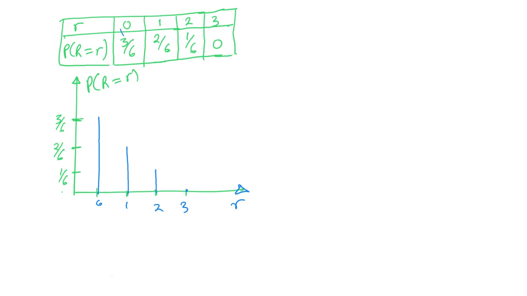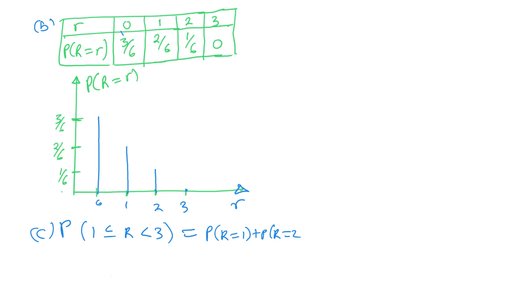So what next after the vertical line graph? They want us to go ahead and find the probability. That's now part C; this was part B. The probability of 1 is less than or equal to R is less than or equal to 3. So which values are we considering here? We have the probability of R equal to 1 plus the probability of R equal to 2.